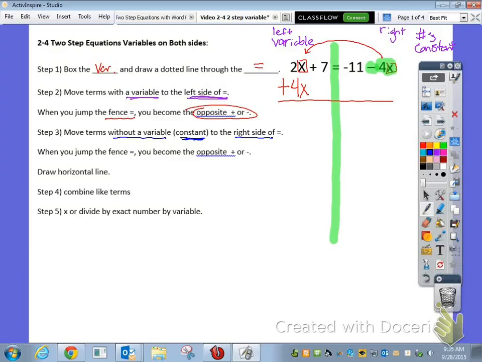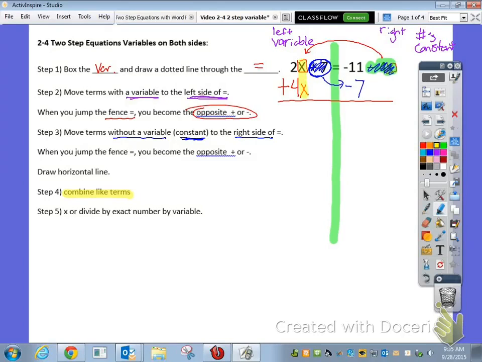Okay? I'm going to move, see the 7 does not have a variable. I'm going to move it to the right side. And when you jump the fence, it becomes the opposite. So instead of a +7, it's a -7. Okay? Now, when I did that, this +7 is no longer there. This -4x is no longer there because they jumped the fence.